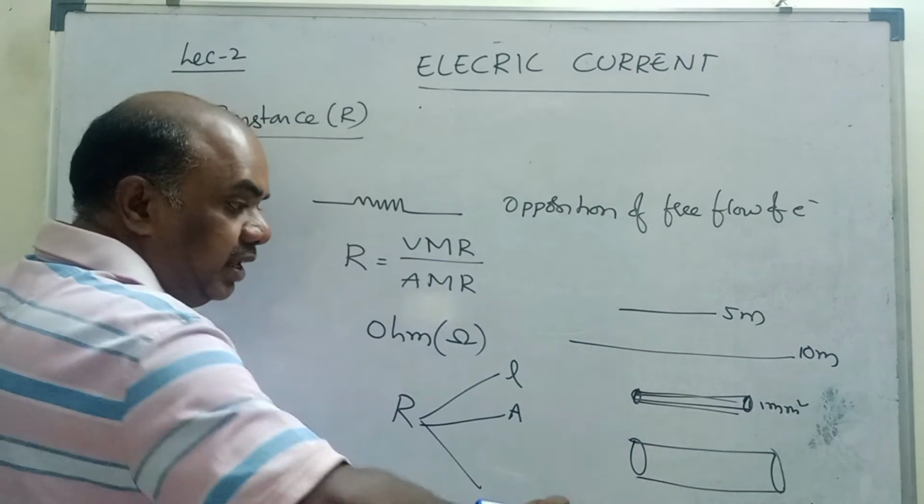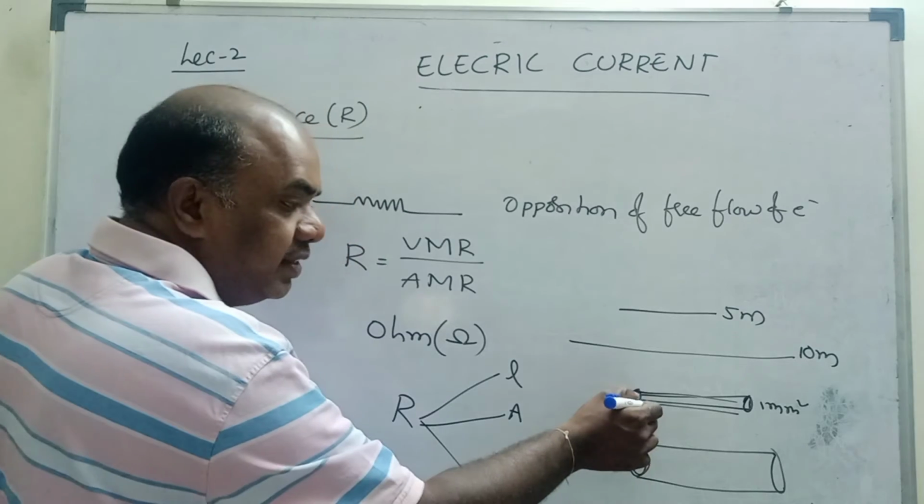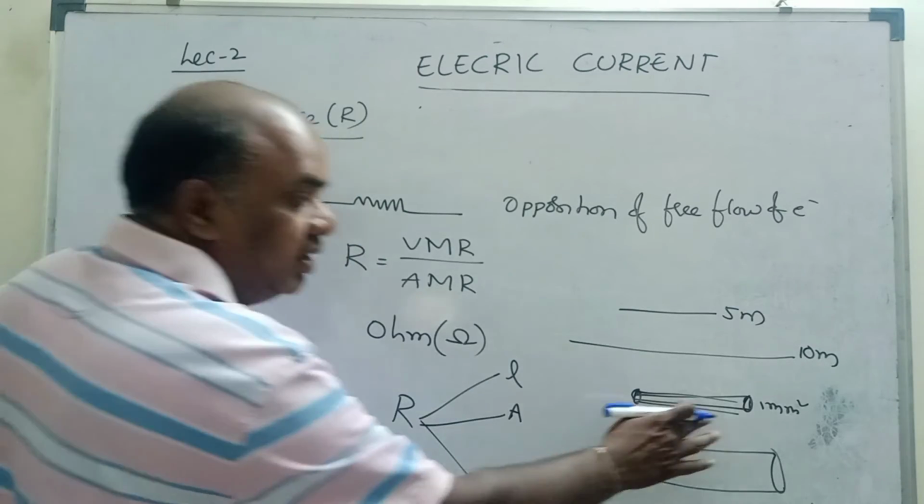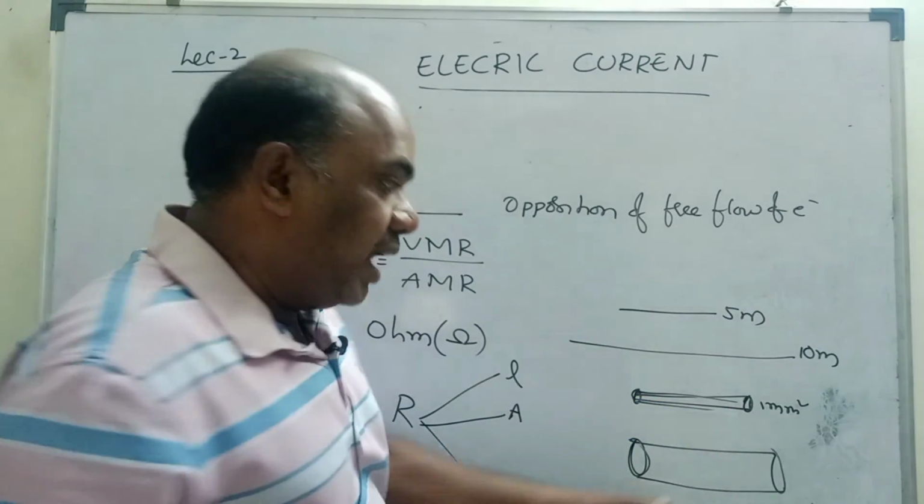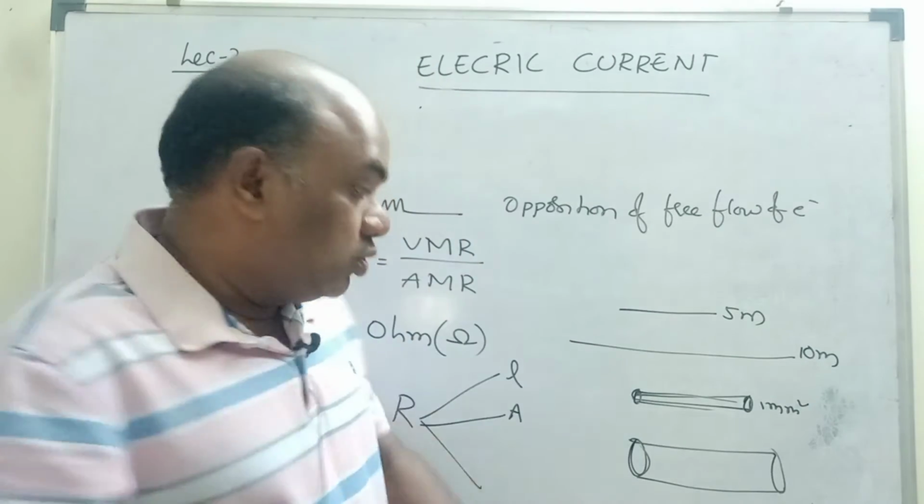This person is very thin. This is a thin wire. This is a thick wire. This is a thin man. This is a fat man. A fat man has less resistance. So a fat wire has less resistance.